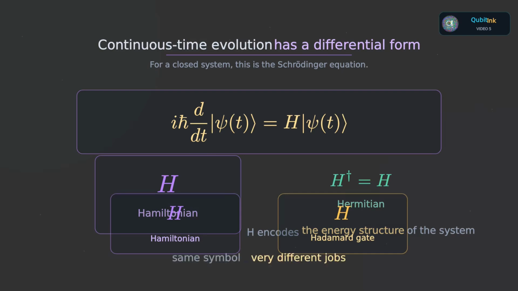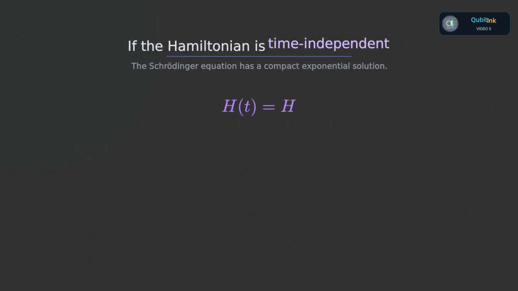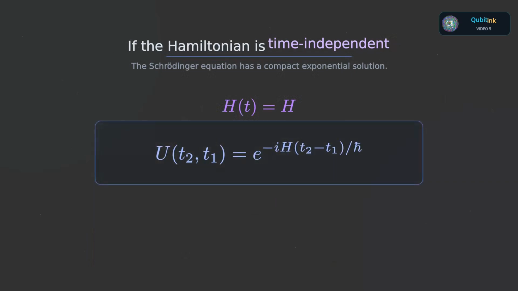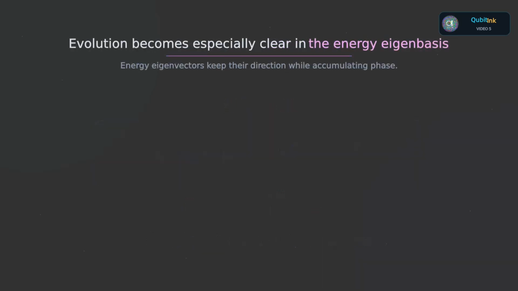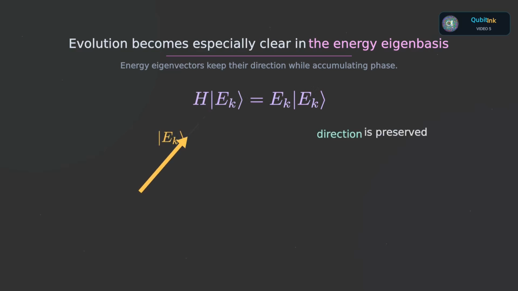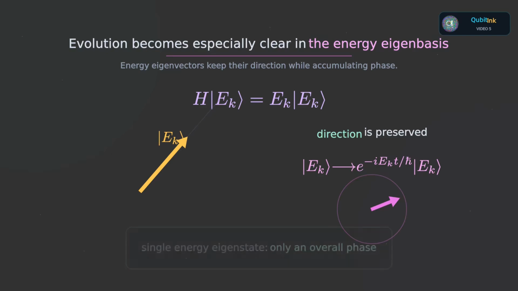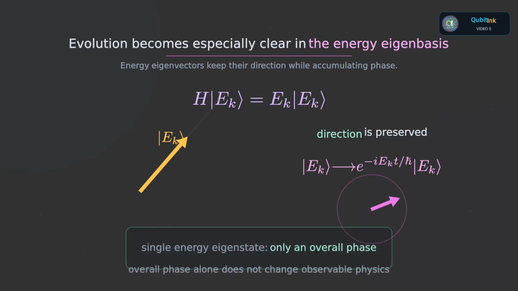If the Hamiltonian does not depend on time, the Schrödinger equation can be solved using an exponential of the Hamiltonian. That exponential is unitary, so the continuous time picture and the unitary operator picture are completely consistent. This also gives a beautiful interpretation in the energy eigenbasis. Suppose an energy eigenstate has energy E. Under time evolution, that eigenstate keeps the same direction in Hilbert space and acquires a phase factor whose rate is determined by its energy. For a single energy eigenstate, that overall phase does not change observable physics.